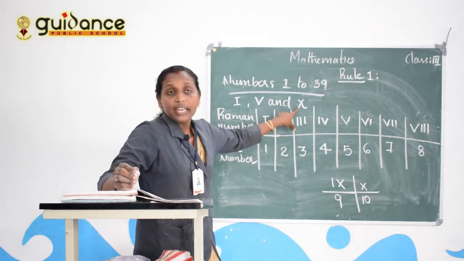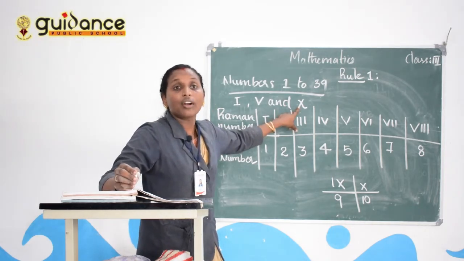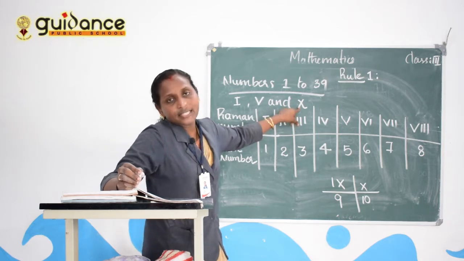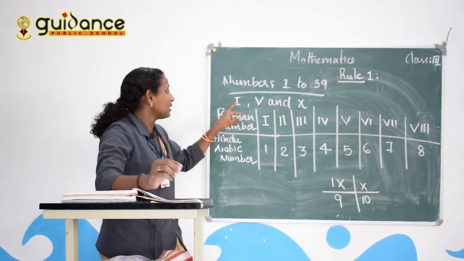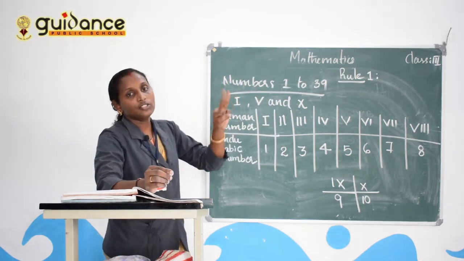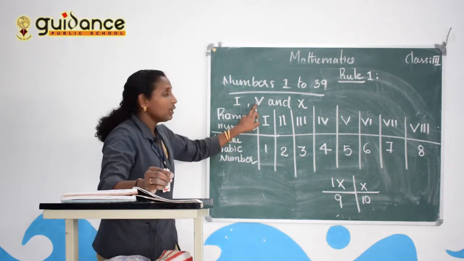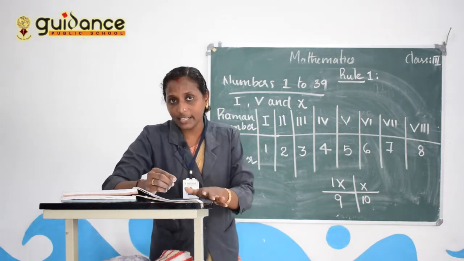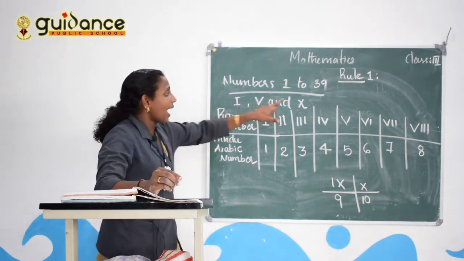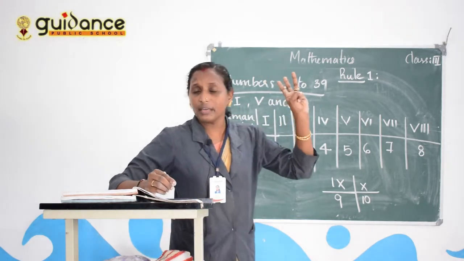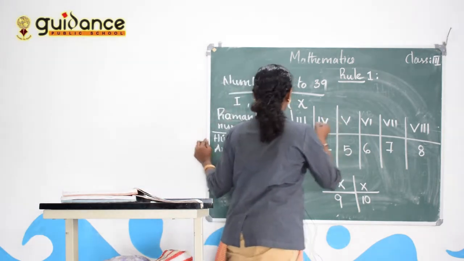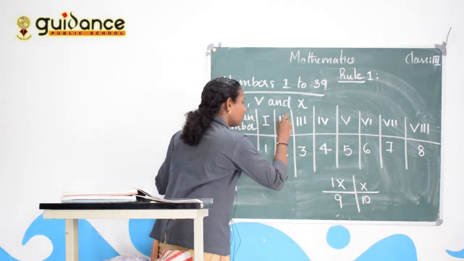I and X can be repeated at most 3 times. Okay, the maximum number of times for repeating the letters I and X is 3 times. V cannot be repeated. Okay, V cannot be repeated. I and X can be repeated 3 times. All of you look at this table.